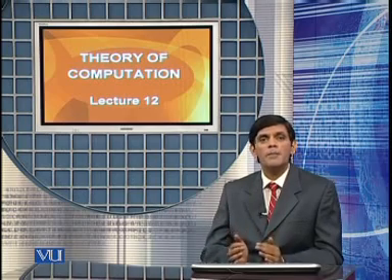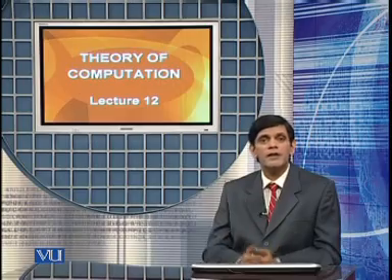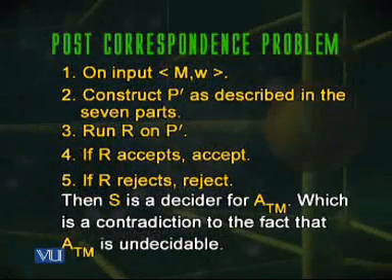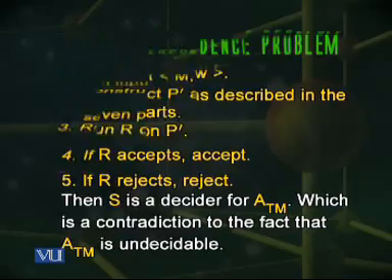It accepts all pairs M, W where M accepts W. However, this is the halting problem, and so S becomes a decider for the halting problem, which is a contradiction. This contradiction tells us that the modified PCP is not decidable. So we've been able to show that the modified PCP is a puzzle which is undecidable.